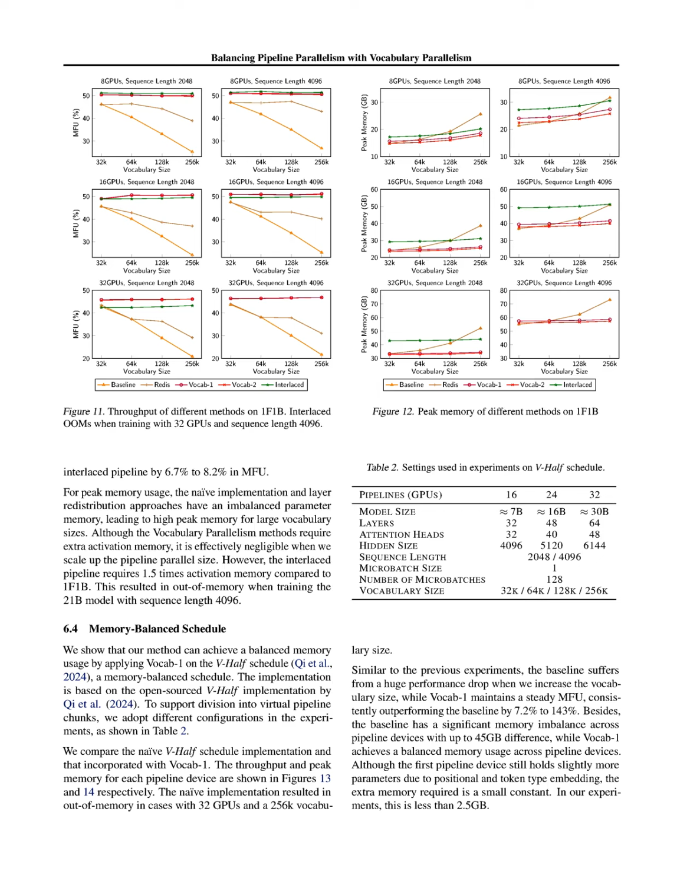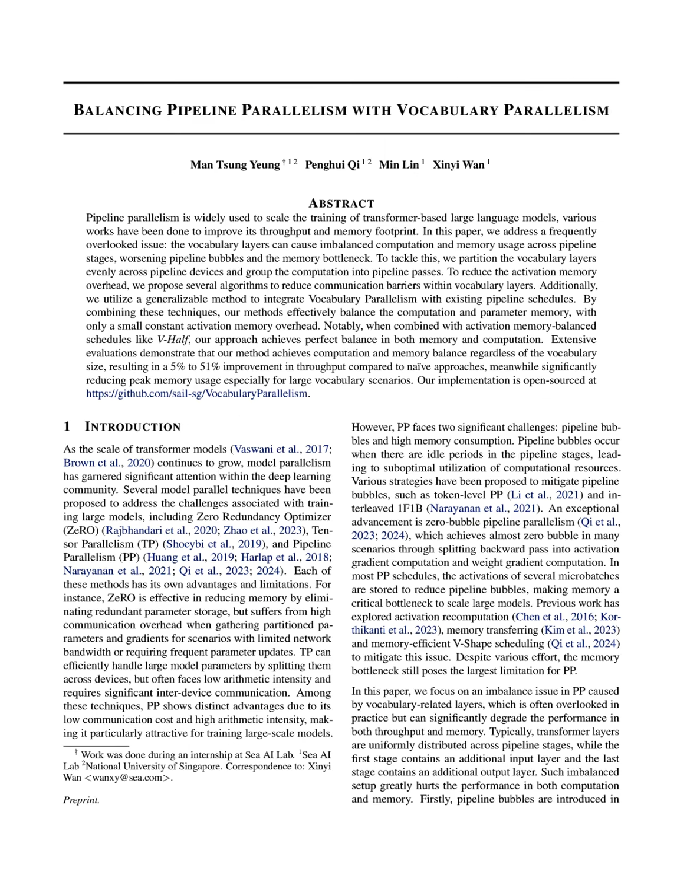Additionally, while naive layer redistribution still results in significant performance degradation, an 8% to 33% drop in MFU for large vocabulary sizes, VP maintains a steady MFU and achieves balanced memory usage across pipeline devices, with peak memory imbalances reduced to less than 2.5 GB. Overall, VP provides a more efficient and scalable solution for training large models with extensive vocabulary sizes.